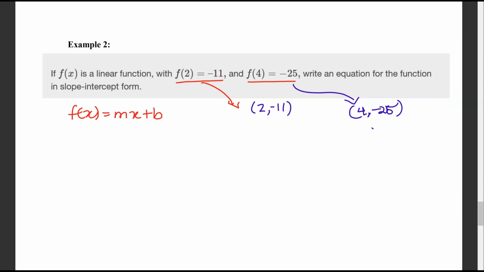All right, as always, we want to find that slope first. So our m is going to be the change in y over the change in x. So the change in y is going to be negative 25 minus negative 11, all over 4 minus 2.